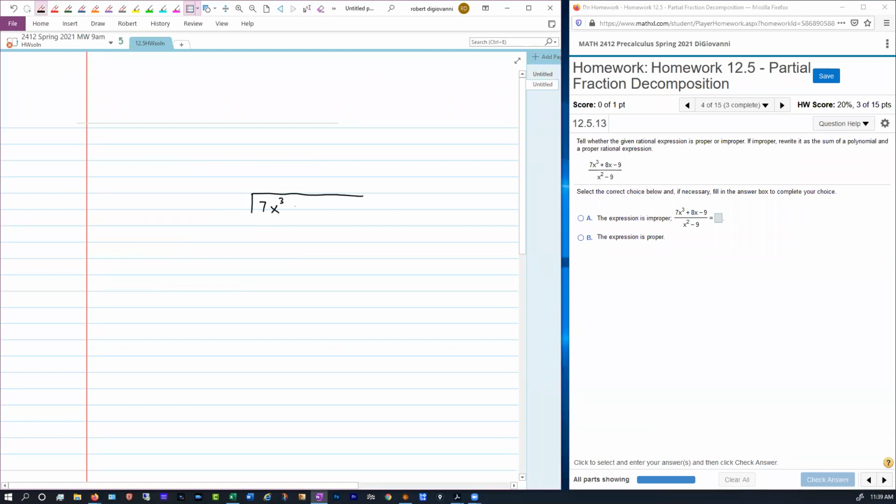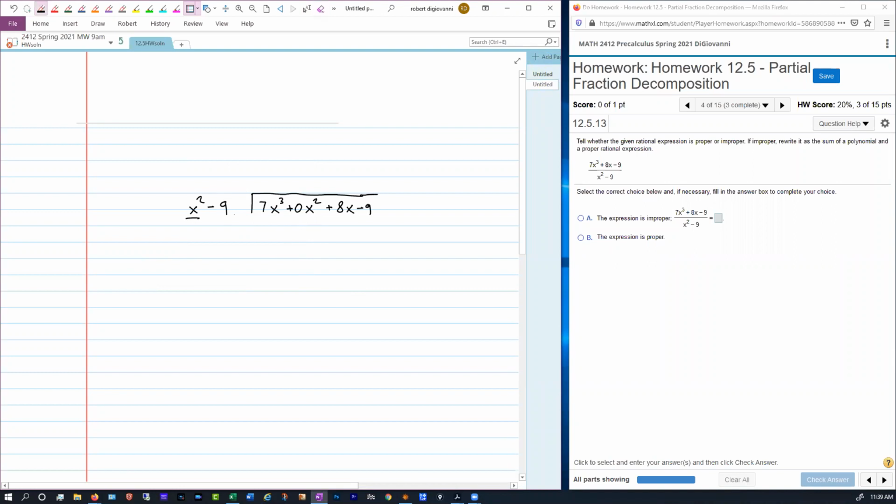7x cubed. Now, very important, I'm going to put a 0x squared since there is no x squared term in the numerator. Then 8x minus 9. On the outside, I put x squared minus 9. So again, putting a 0x squared here is important because if we have any x squareds that appear when we do our work, we need a column to put the x squared. So I have to put that there.